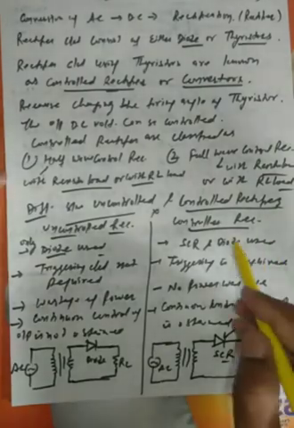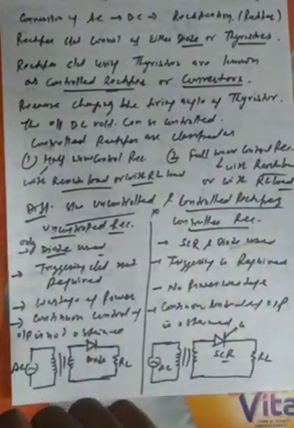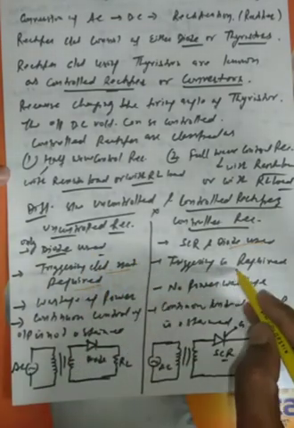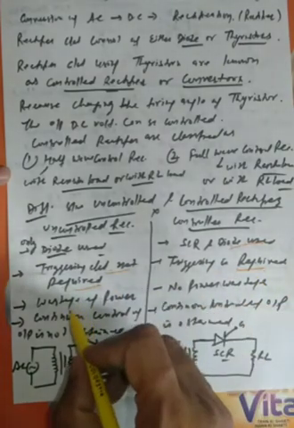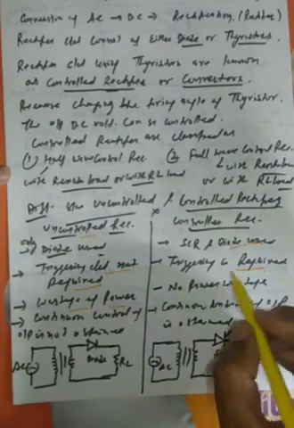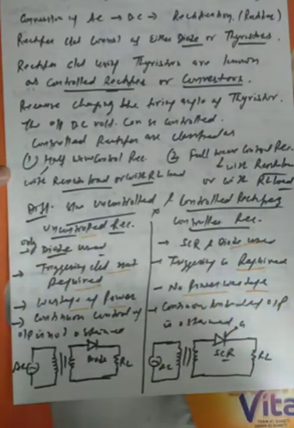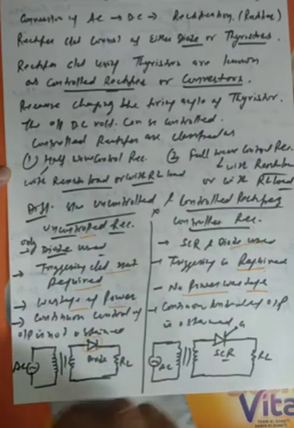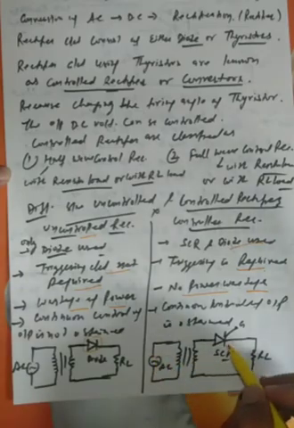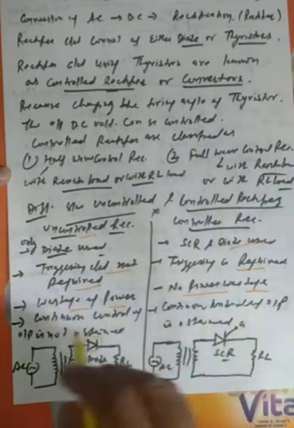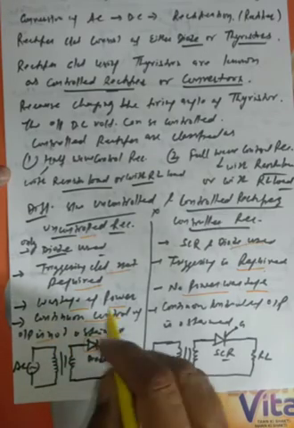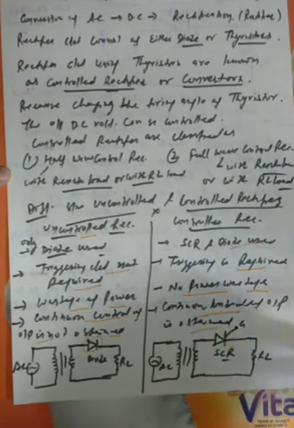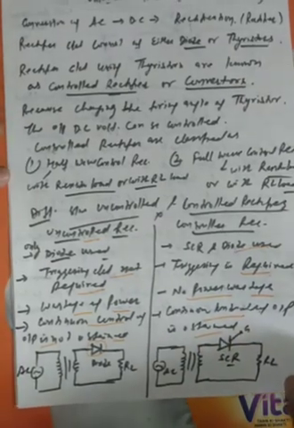In controlled rectifiers we use thyristors and diodes, and in uncontrolled rectifiers we use only diodes. Triggering is not required in uncontrolled rectifiers, but triggering is required in controlled rectifiers. There is power wastage in the uncontrolled case, and there is no power loss in the controlled rectifier. Continuous control of the output is not obtained in uncontrolled rectifiers, and continuous control of power is obtained at the output of controlled rectifiers.